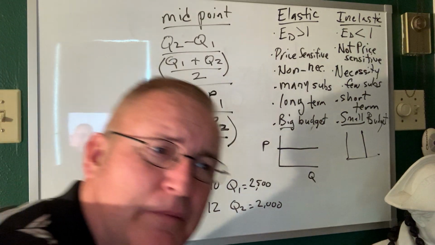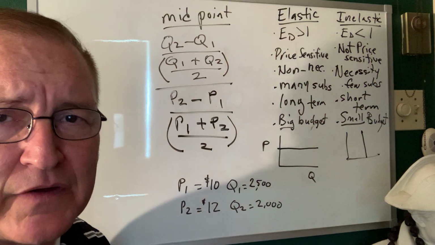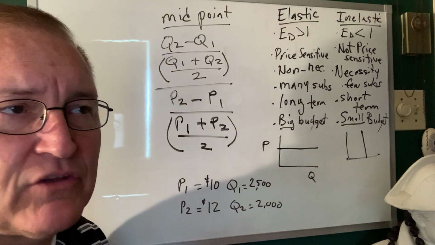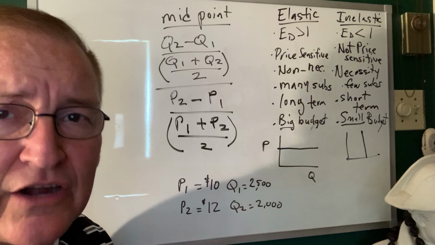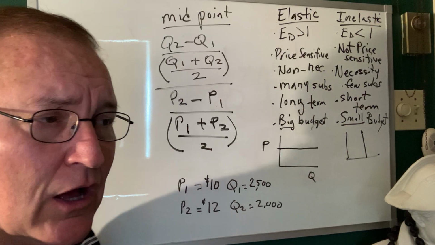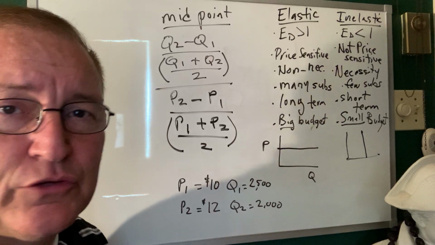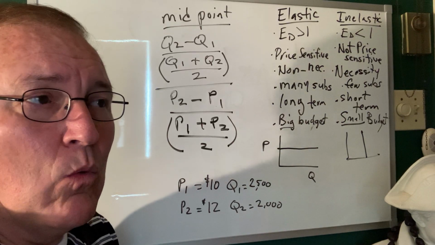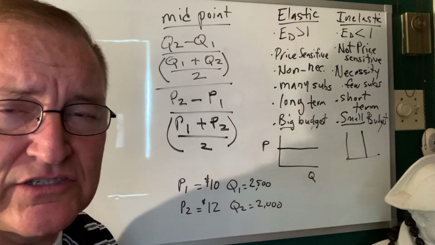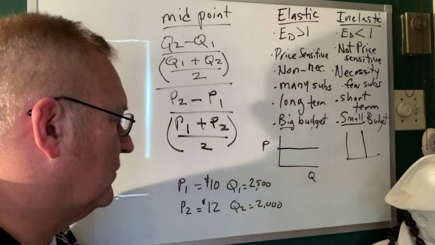So when the price becomes $12 per burrito, we know based upon the law of demand that the quantity demanded, ceteris paribus, is going to go down, but we just don't know how much, right? But let's say it goes down to 2,000. Okay, so let's calculate the price elasticity of demand and see what that is.